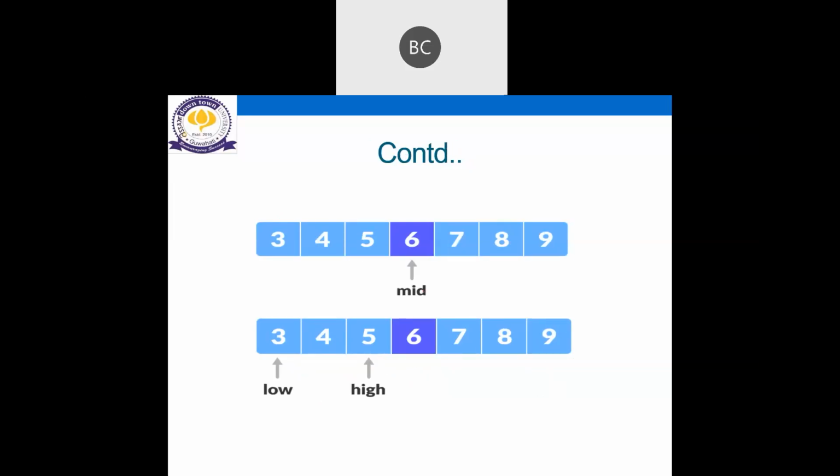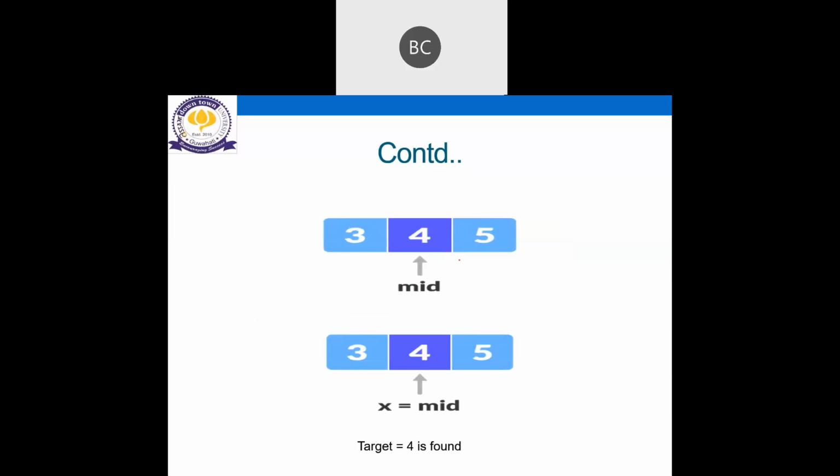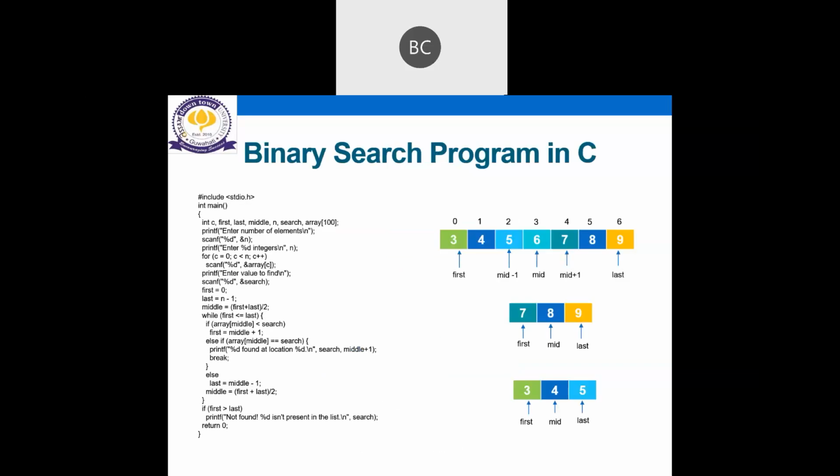Okay, so the moment you find the mid value, we set the value before it as the high and low will remain the same. Then we took that part. Now we will again do the same thing. Now the mid value is 4 and the item we are looking for is 4. So we found the target value and the algorithm will stop there.